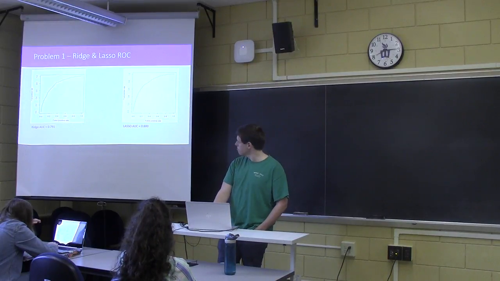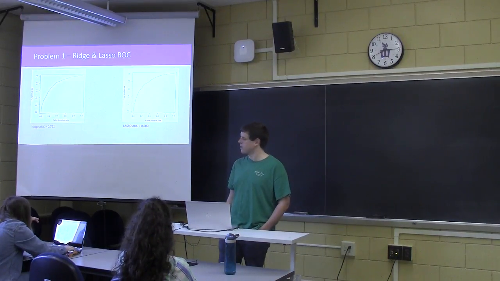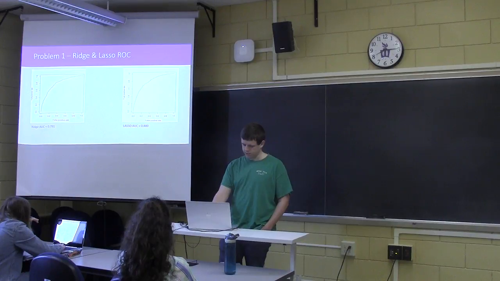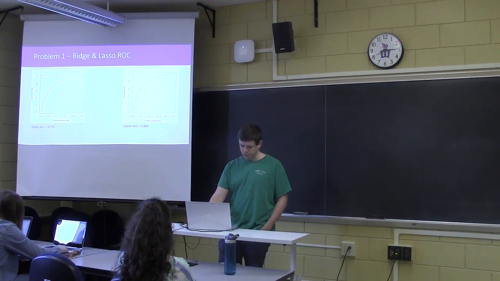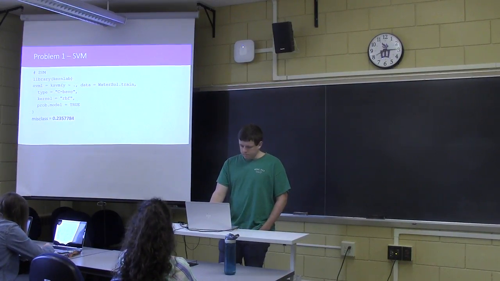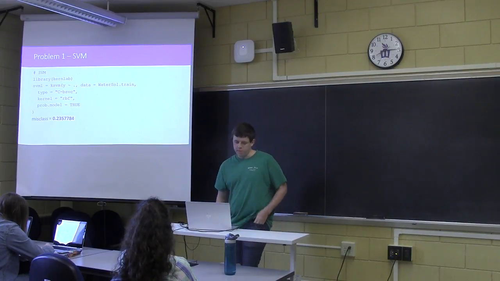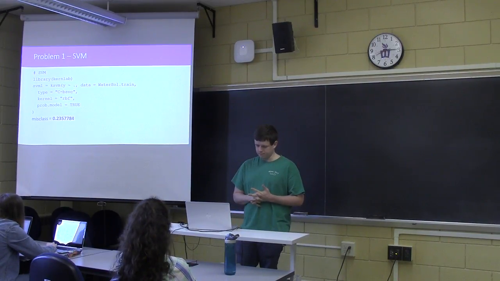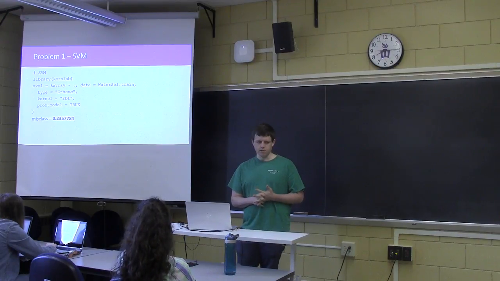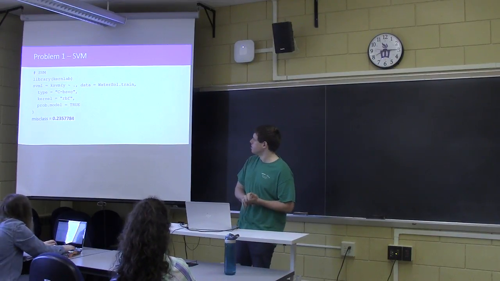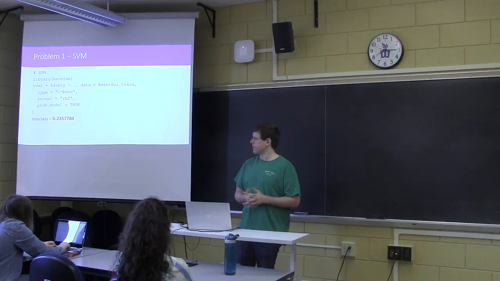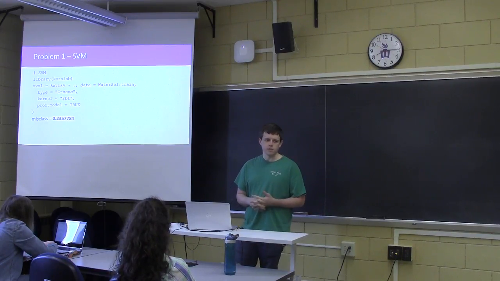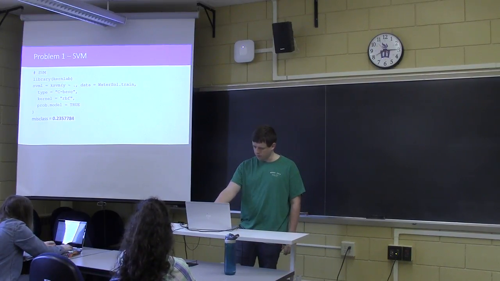And here are the ROC curves. They're about the same as the logistic regression for both of them. SVM performed quite a bit better, and I played around with the type and the kernel, but this seemed to be the best option, and the misclassification rate was about 23.5%, so it wasn't too bad.